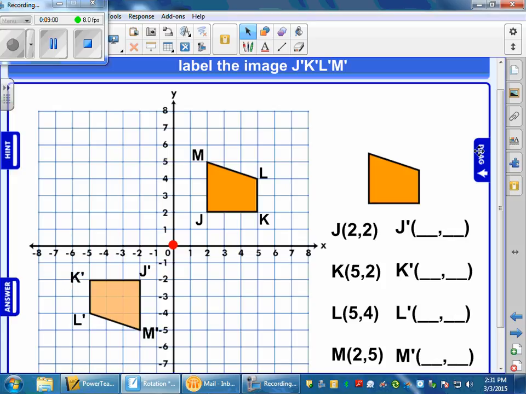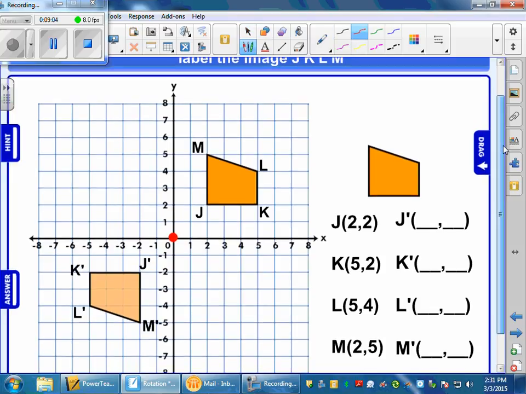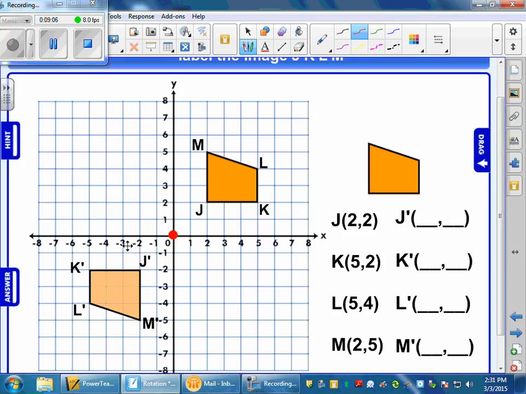So I got a little lost right there. So let's see if we can figure out what we have to do to rotate something 180 degrees. Right now, J prime is -2, -2. And K prime is -5, comma, -2. Do I see any pattern going on here? How about L prime? L prime to me looks like it's -5, comma, -4.